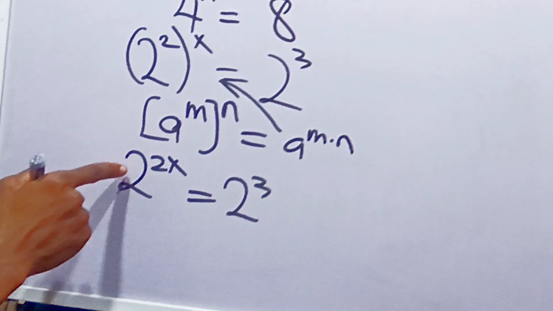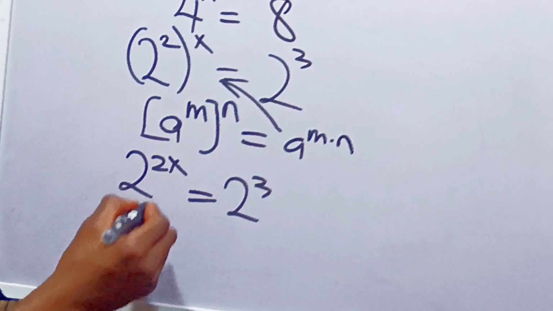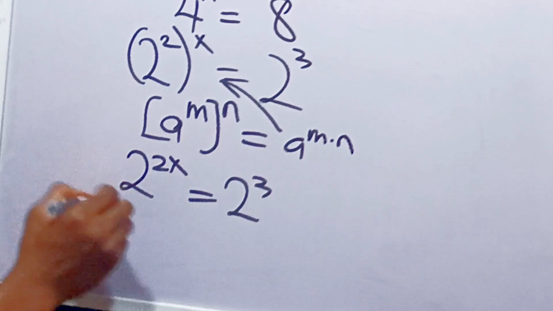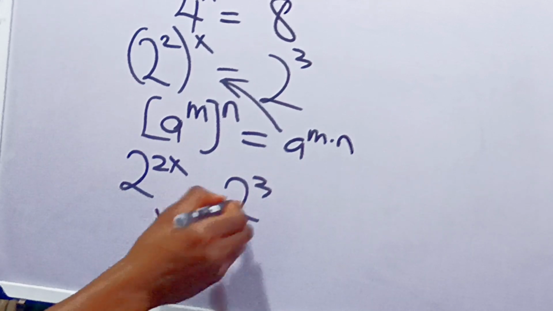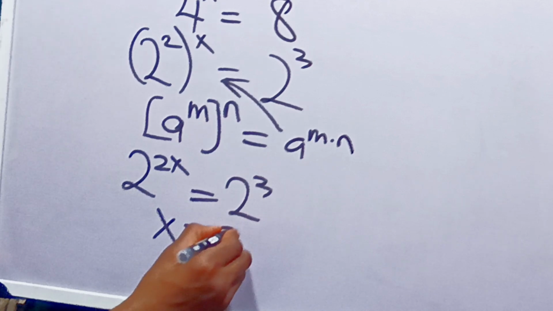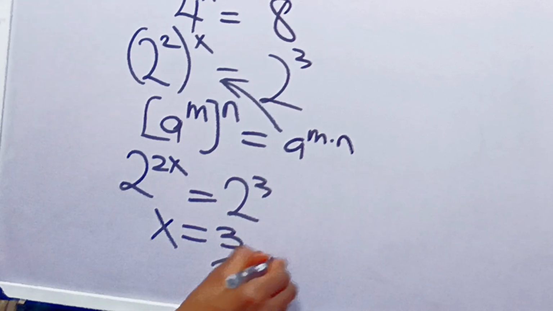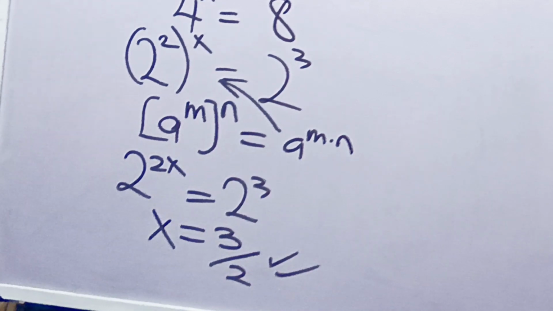Observing closely, you can see that the bases are the same, so the powers are equal. So we have that 2x is equal to 3, okay? Hence, our x here will be equal to 3 divided by 2, which is 3 over 2, okay? So this becomes the final answer to this question.